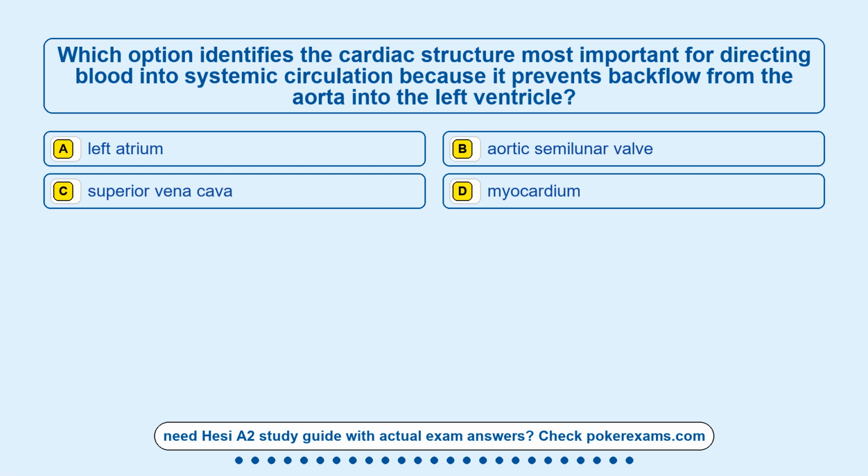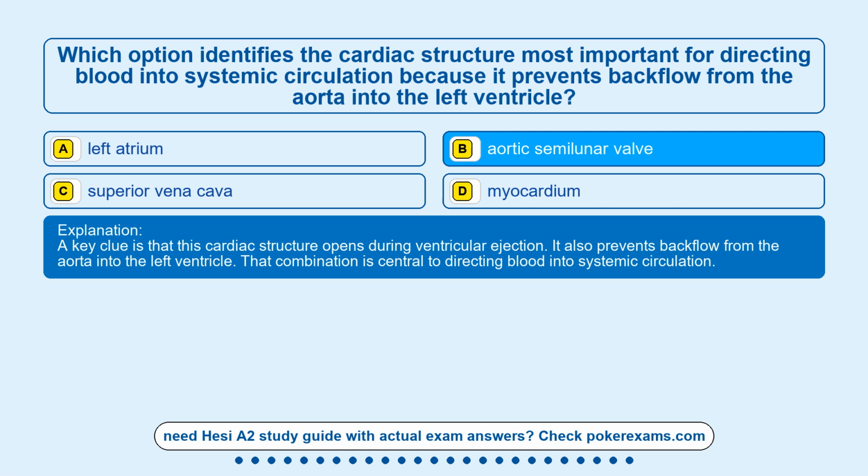Question 22. Which option identifies the cardiac structure most important for directing blood into systemic circulation because it prevents backflow from the aorta into the left ventricle? Option A, left atrium. Option B, aortic semilunar valve. Option C, superior vena cava. Option D, myocardium. The correct answer is option B, aortic semilunar valve.